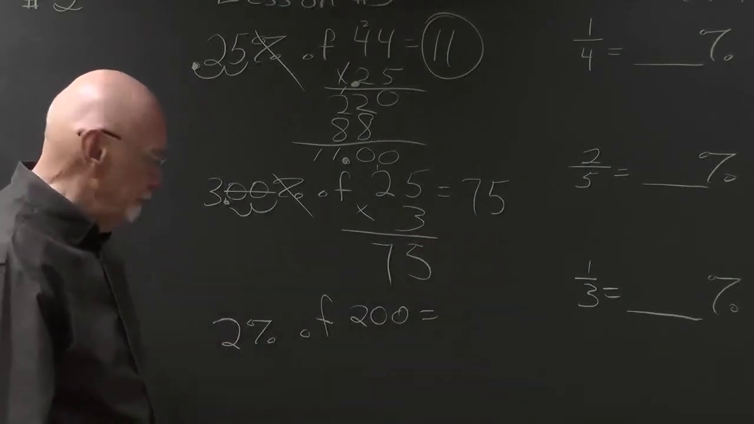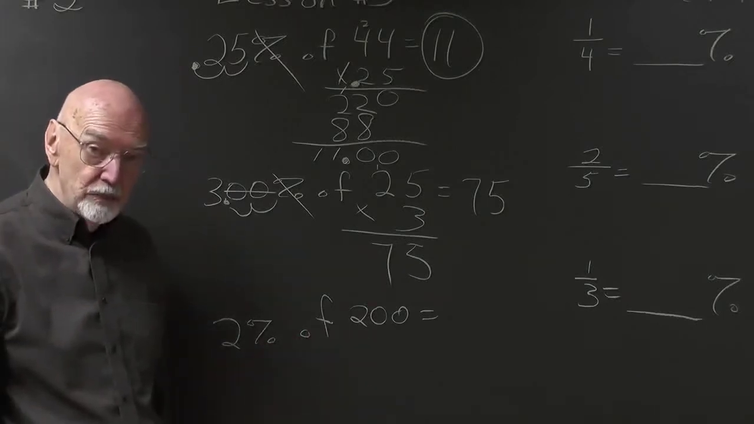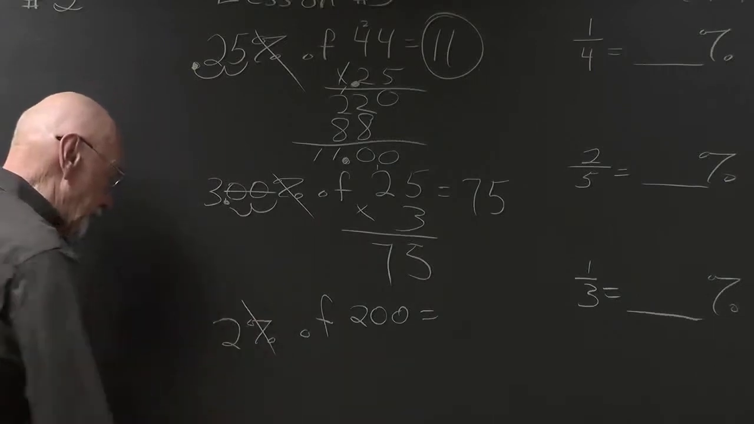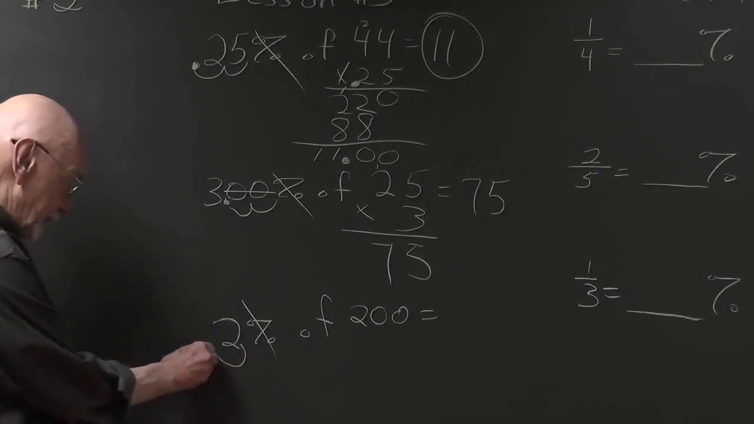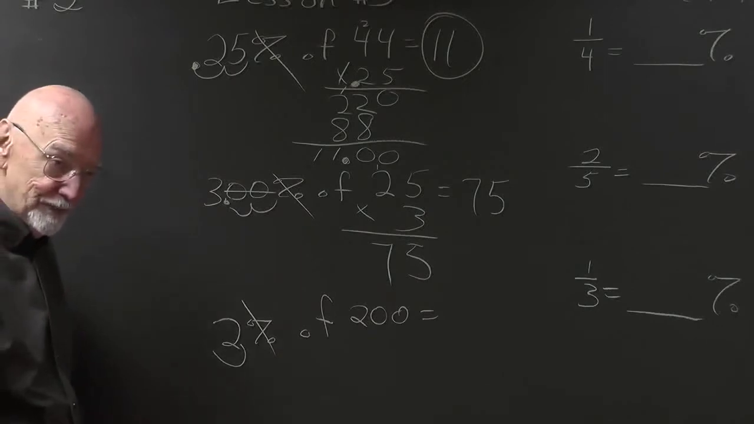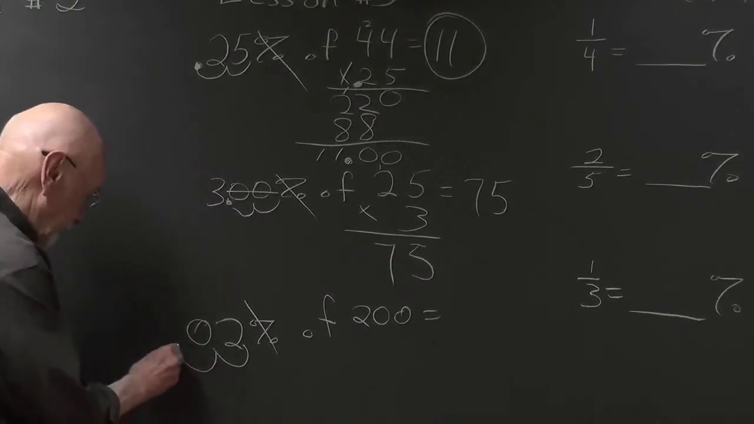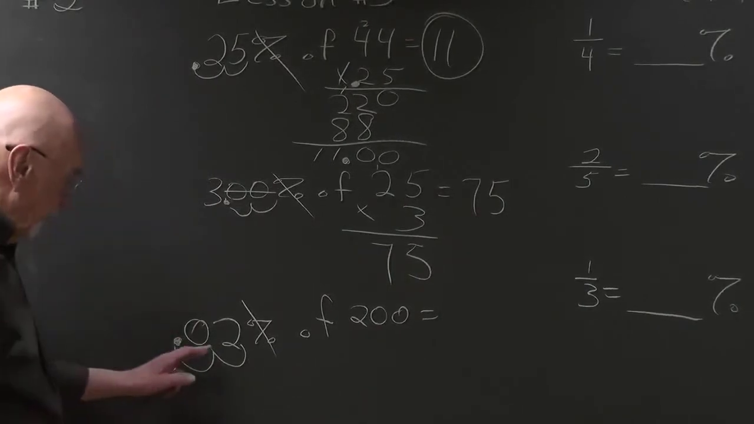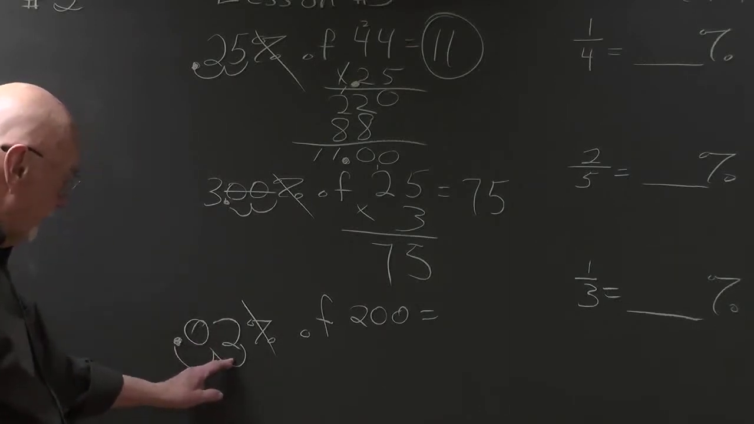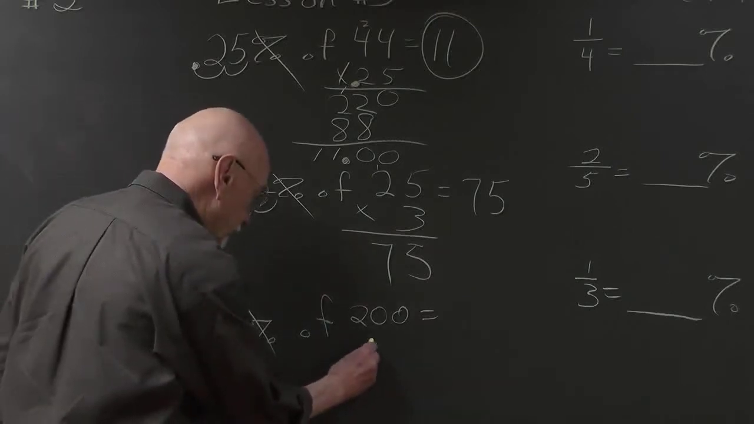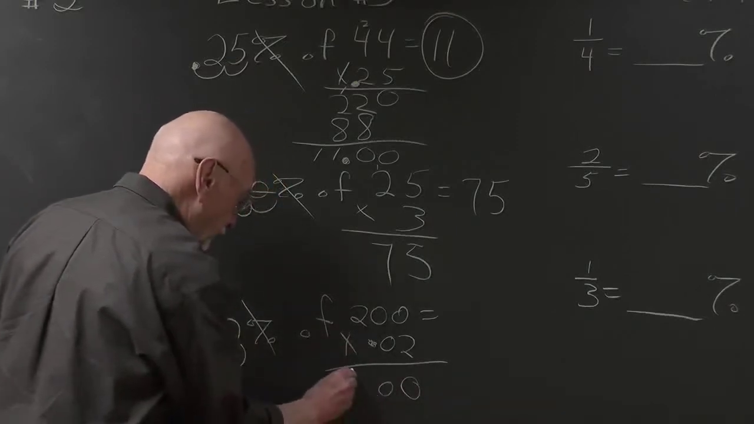Now here's a tricky one. 2% of 200. We follow exactly the same rule. Drop the percent sign. Move the decimal point 2 places to the left. Well, there are not 2 places to the left. So we add a 0. Now we have 0.02, 2 hundredths, times 200. 0.02 times 200. 0, 0, 4.